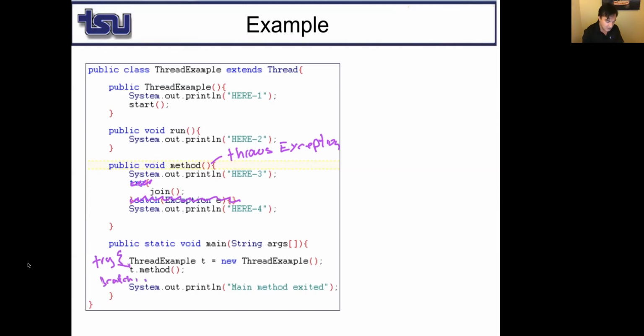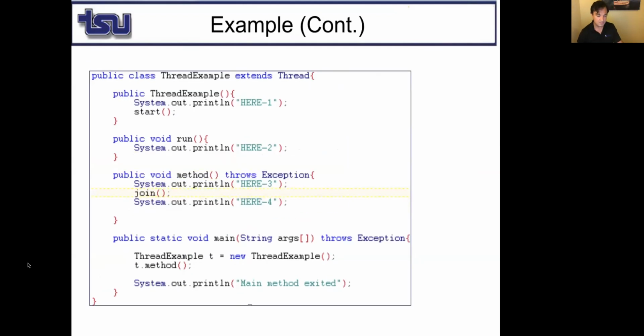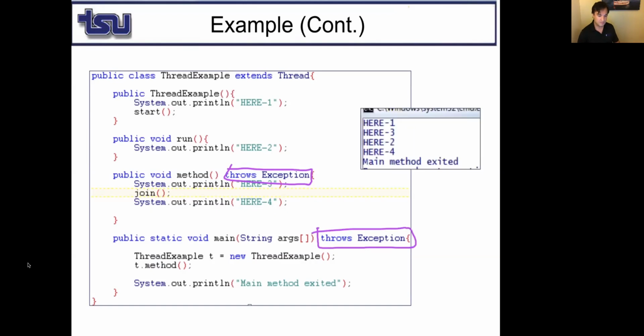Okay. However, if I also go and put here throws exception, then I can get rid of those as well. That's exactly what I do here. I put throws exception here, throws exception here, so that I don't have to use try catch blocks at all.